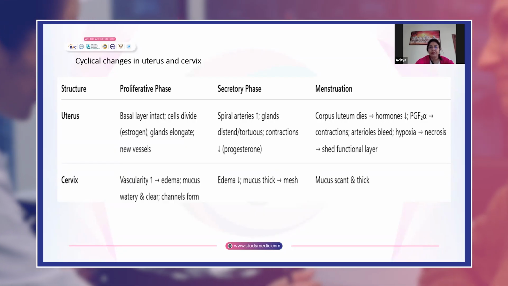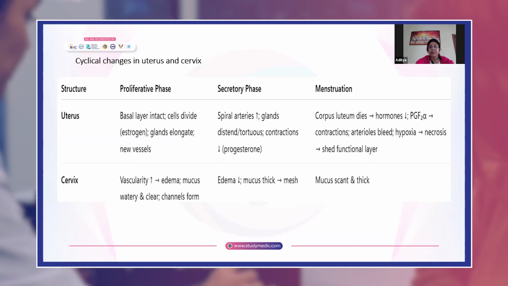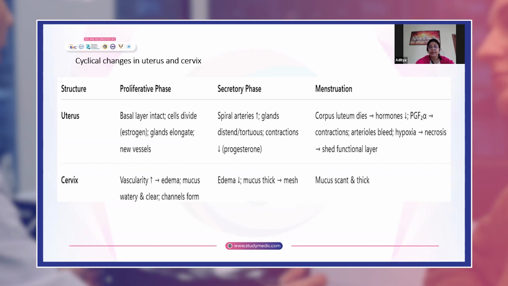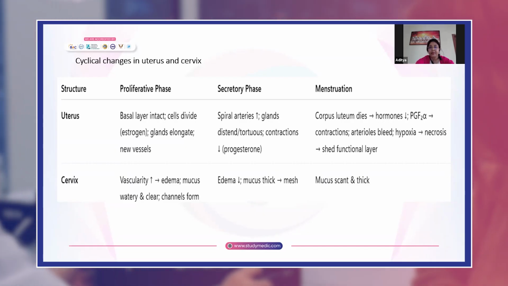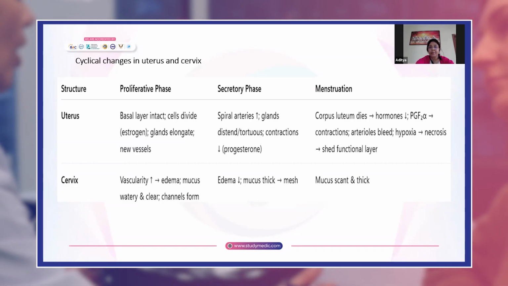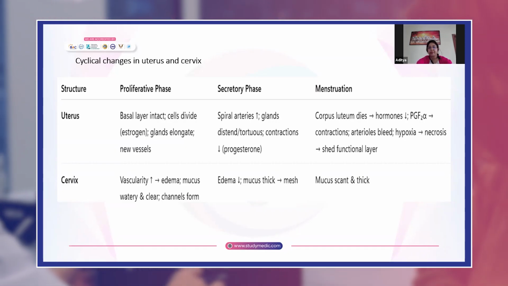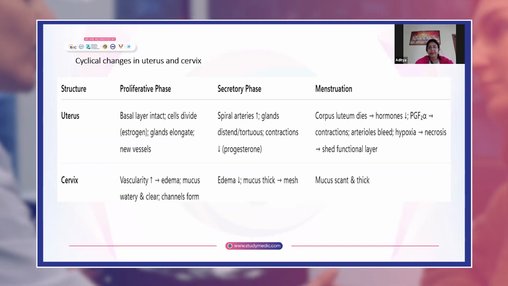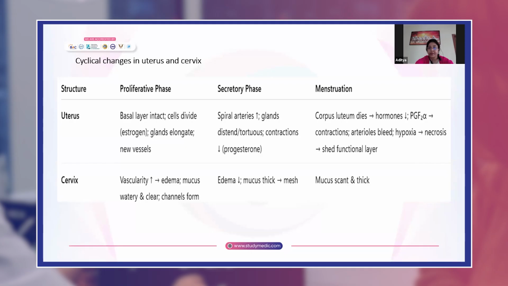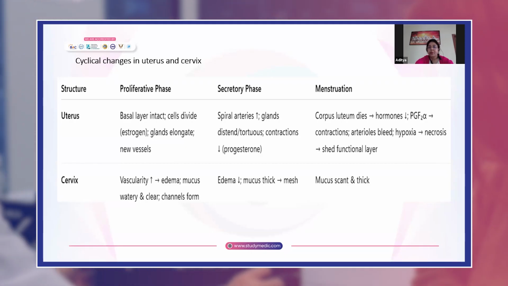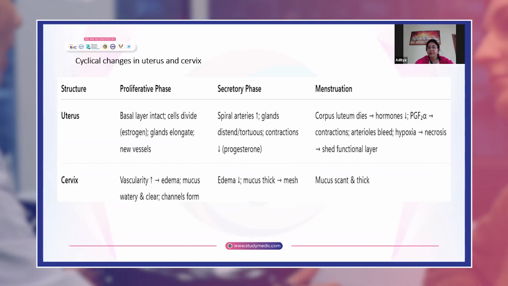passage of sperm. During the secretory phase, which occurs after ovulation, under the influence of progesterone, there is an increase in spiral arteries. The glands become distended and tortuous, and myometrial contraction is suppressed due to the implantation of the fertilized embryo. On the cervix, the edema is reduced, the mucus becomes thick, and the glycoprotein forms a mesh, which doesn't allow the passage of sperm.